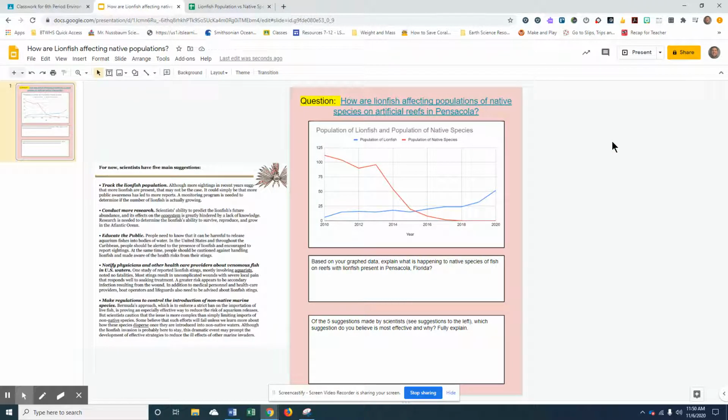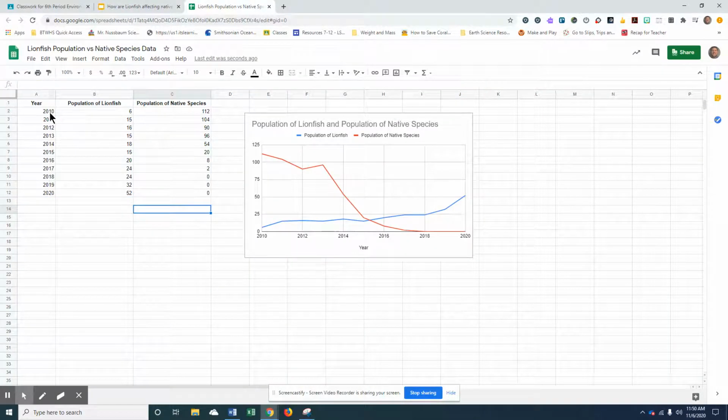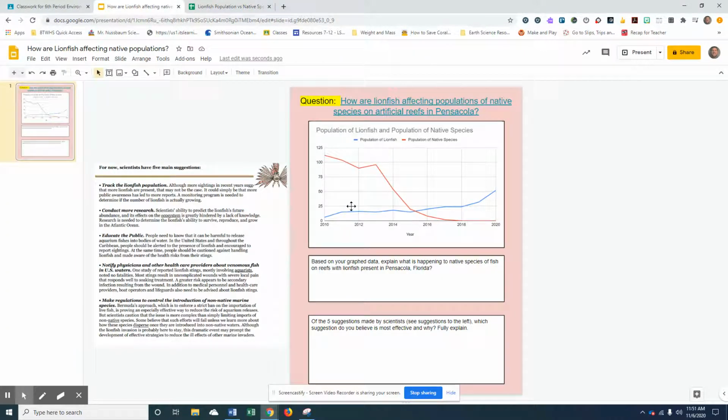Now we have to look at the graph, okay? So what is this graph showing us? This graph is showing us, again, the population of native species here in red and the population of lionfish in blue over a 10-year period. So the data here that was collected was from 2010 to 2020 on one particular reef. And you can see here, based on this data, that some things happened over the span of the last 10 years. So what did happen to the population of native species on that reef? And what happened to the population of lionfish on that reef?